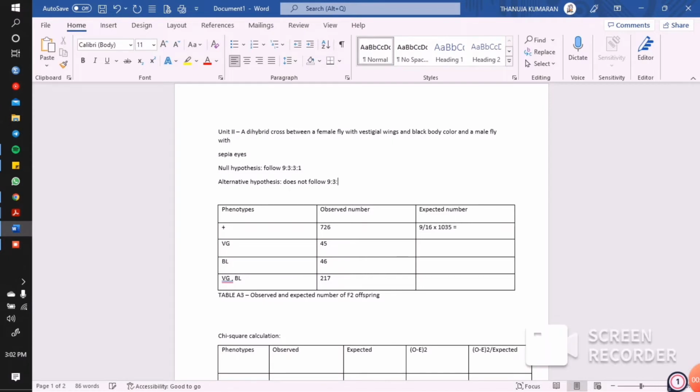9/16 times 1035. And for the second phenotype, we need to multiply 3/16 times 1035, and then the following phenotype is also the same, 3/16 times 1035, and for the last phenotype it is 1/16 times 1035.